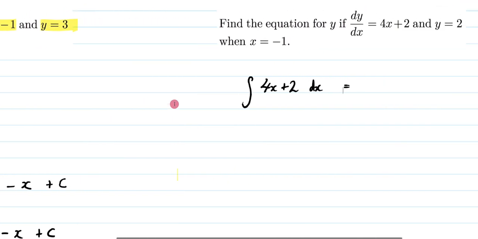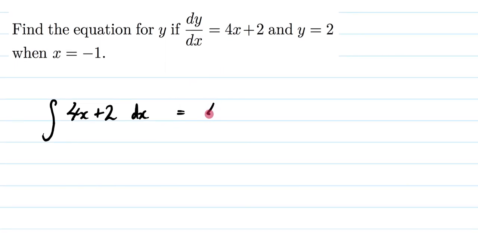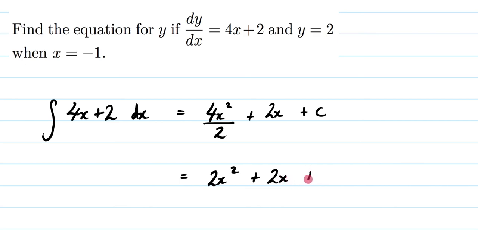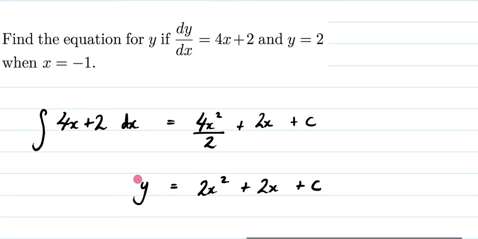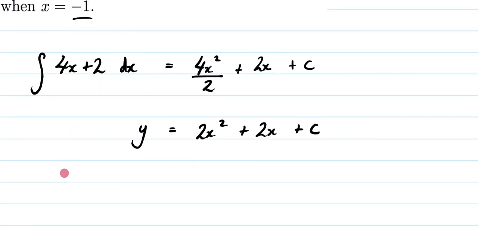Hopefully you did it. What it's going to be is 4x squared over 2 plus 2x plus c. We can then simplify that. That's going to be 2x squared plus 2x plus c. And that's what y is going to be equal to. Once we've figured that out, we've been given a point. We've been given the point 2, negative 1. So I'm going to say sub in negative 1, 2 to find c.